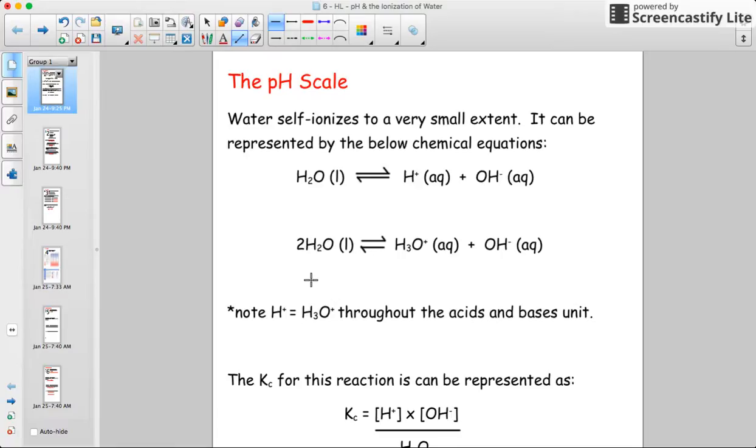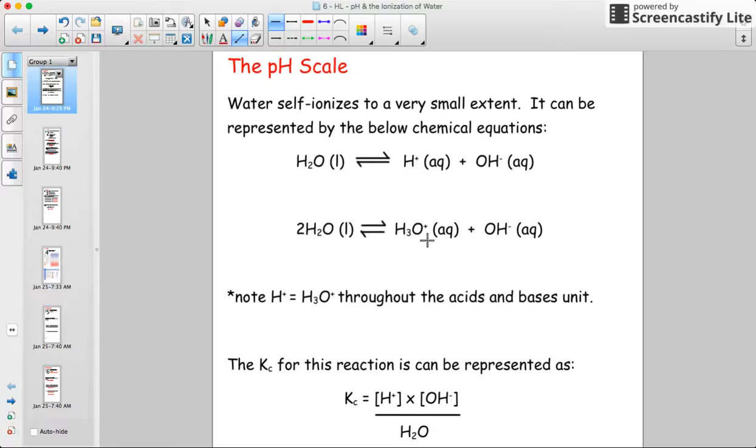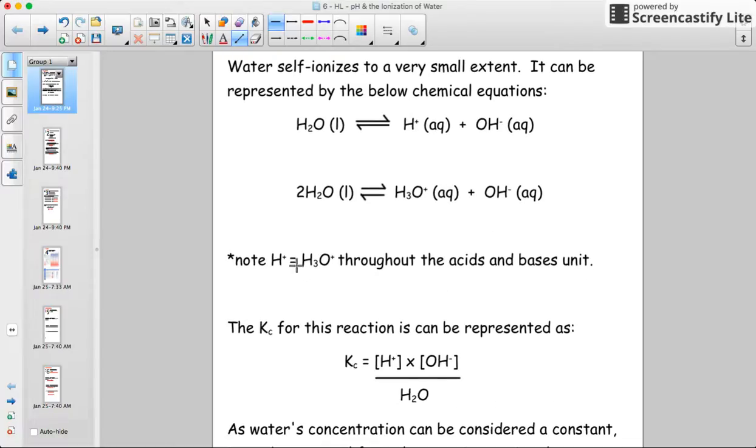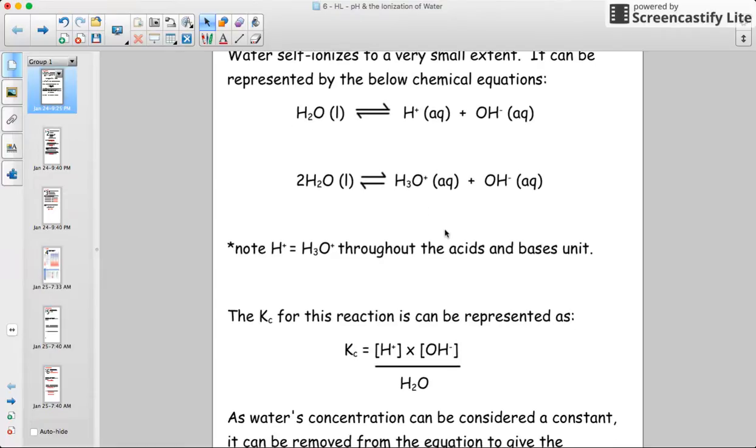If you do this with two water molecules in the reaction, you end up with H3O+, a hydronium ion, and a hydroxide ion. Now, H+ and H3O+ are considered to be the same ion, really. If you have protons in a solution with water, they will bind with water to make H3O+.